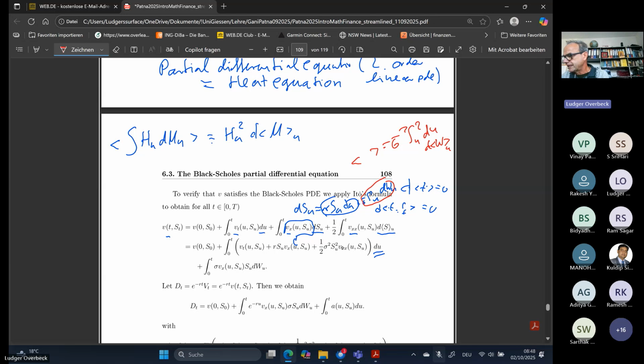Okay, so from the quadratic variation we get this term. And then the only remaining integral with respect to Brownian motion comes from this equation, sigma times the first derivative of v with respect to x times S_u. So that's now our stochastic equation, following from the Ito formula.